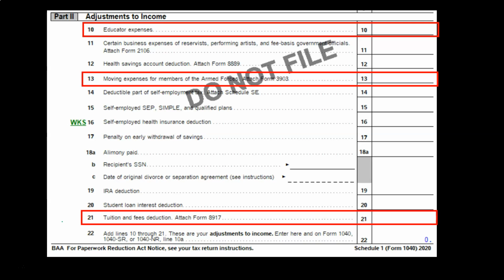Tuition and fees deduction, attached Form 8917. Now this one looks really relevant, of course, because a lot of people go to school and they would have tuition and fees. But the thing with this one is that usually you would be able to take a credit instead, and there are 2 credits related to tuition and fees for higher education, like college education type of tuition and fees. And typically the credits will be worth more than the deduction. So I find usually you don't get back to the deduction here.